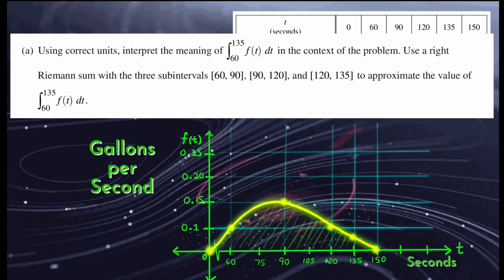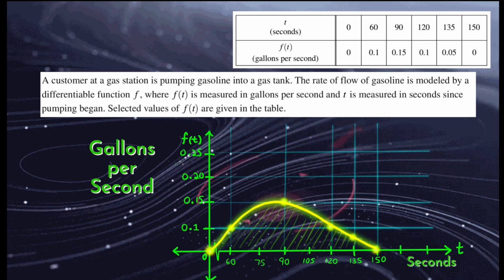Part A. Using correct units, interpret the meaning of the integral from 60 to 135 of f of t dt in the context of the problem. Then use a right Riemann sum with the three subintervals shown here to approximate the value of this integral. Calculating this integral would help us find how many gallons would have entered the tank over the course of the time between 60 and 135 seconds.